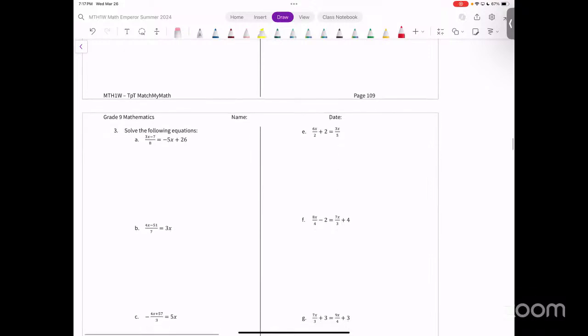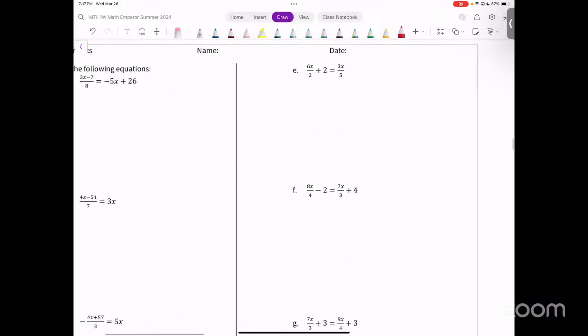So we're going to do F. Can you just do the F? Every single term must be multiplied by the least common multiple.